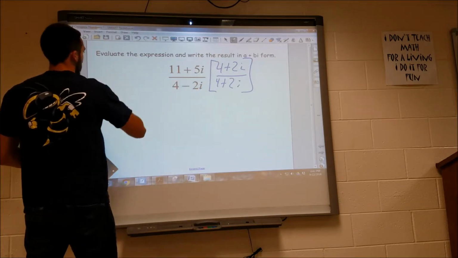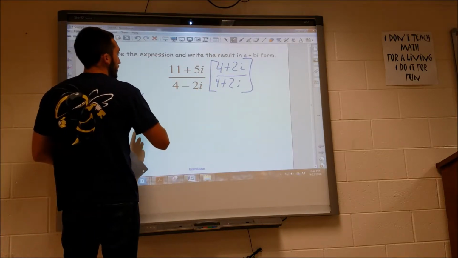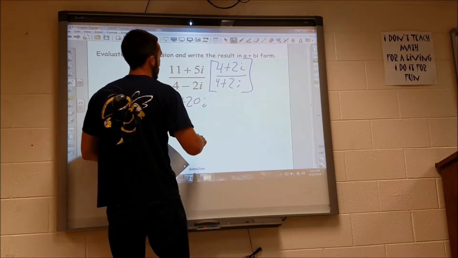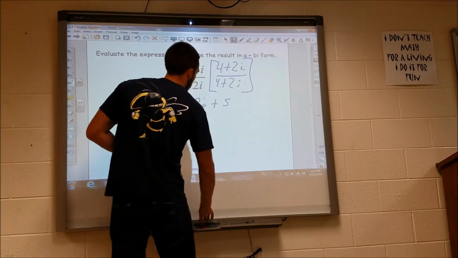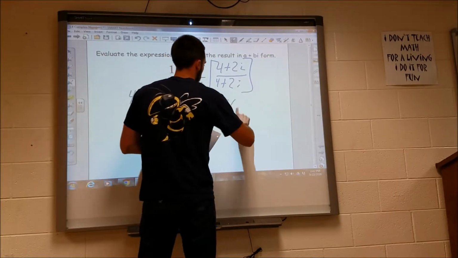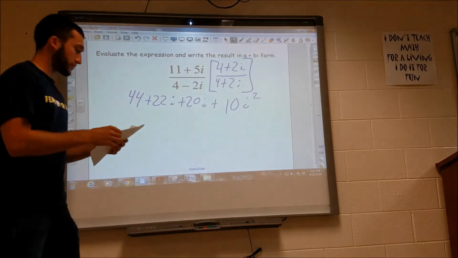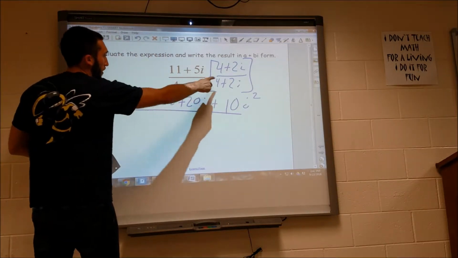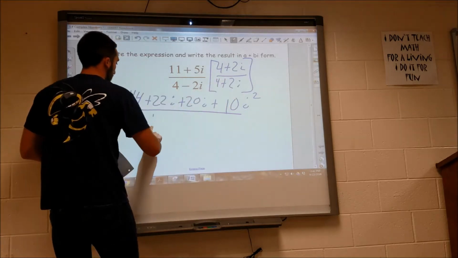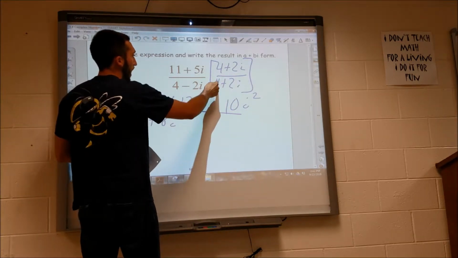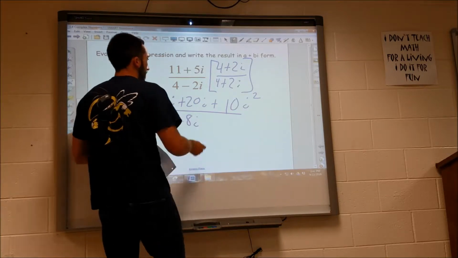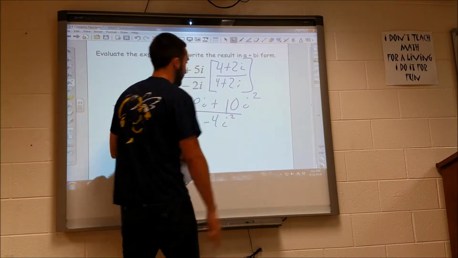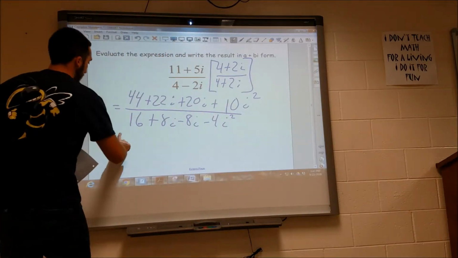So if I multiply straight across, I get 44 plus 22i plus 20i plus 10i squared. Okay, and then we do the denominator. 4 times 4, 16. 4 times 2i, plus 8i. Negative 2i times 4, minus 8i. And then negative 2i times a positive 2i is a negative 4i squared. So now we can simplify a little bit.